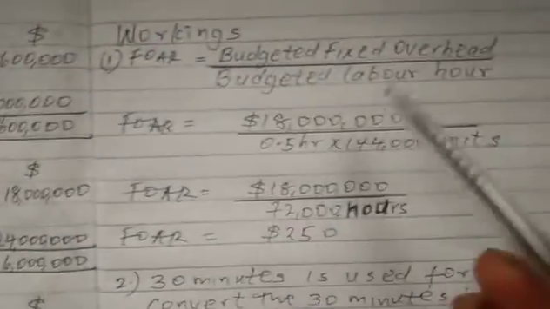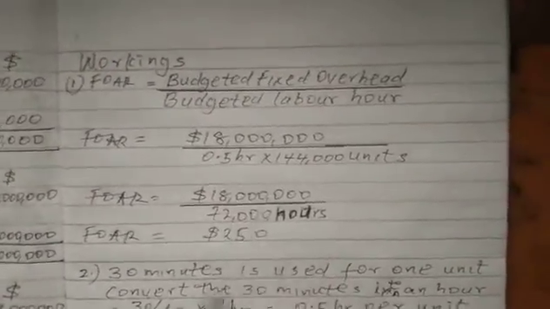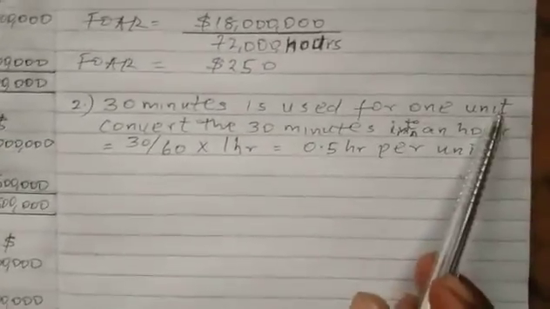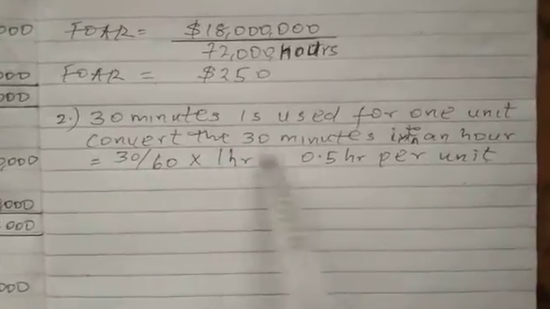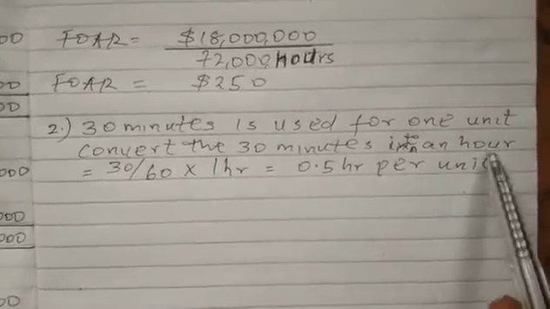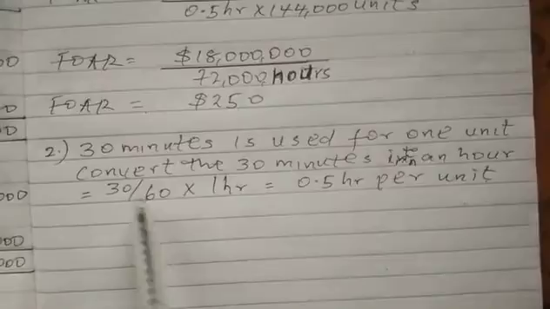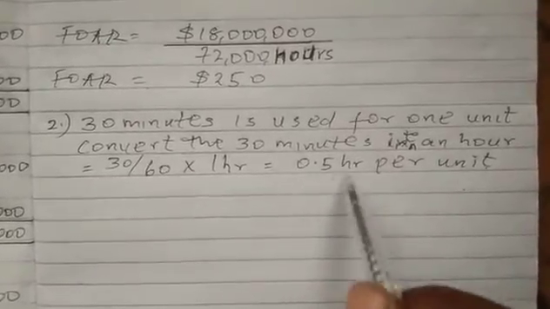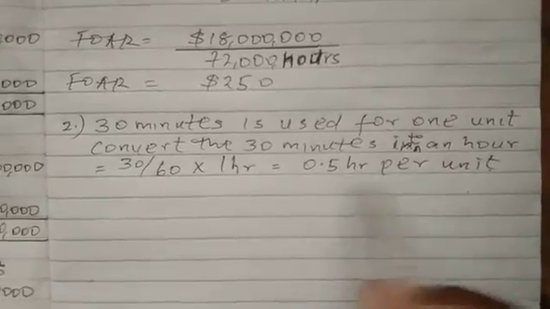And that is what we have here. Look at working 2. We say 30 minutes is used for one unit. Convert the 30 minutes into an hour. Then you have 30 divided by 60 multiplied by 1 hour. That gives you 0.5 hour per unit. And that is it.